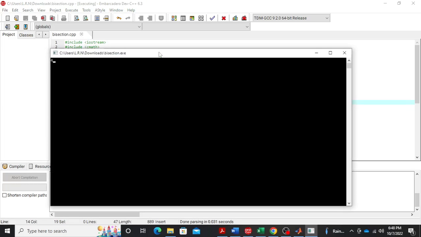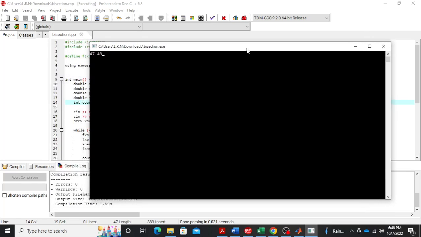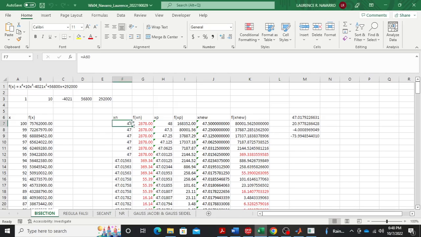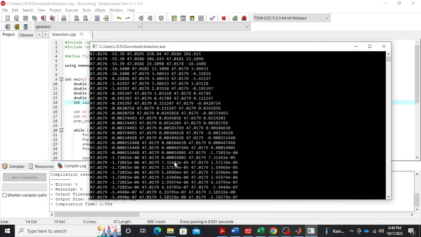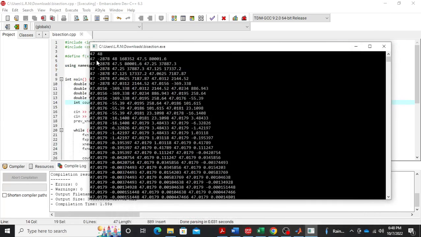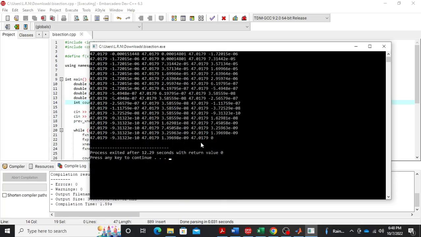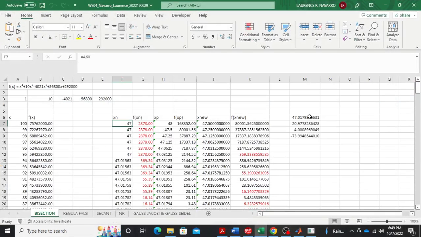If we use 47, 48 as initial values for xn and xp, with 50 iterations, we can consider 57.0179 as the first root.